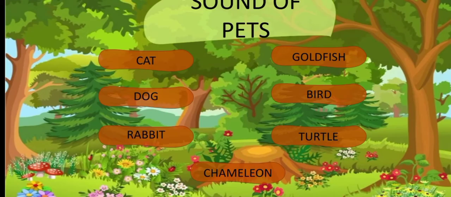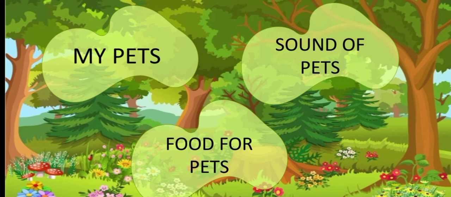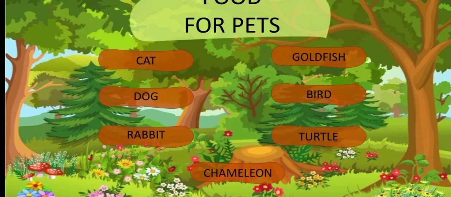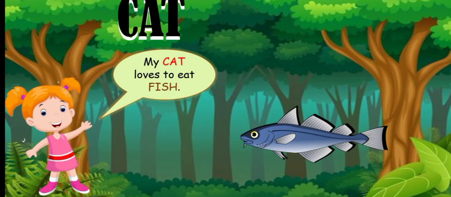The last part in the first section, which is the flashcard section, is Food for Pets. Children can choose any one of these. For example, they want to choose a cat. So here is a cat. My cat loves to eat fish. Here is a picture of a fish.